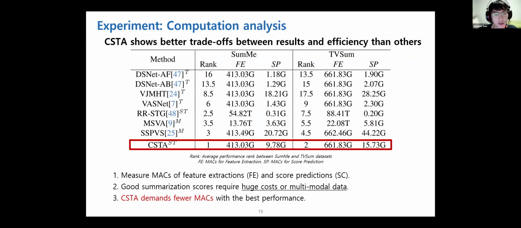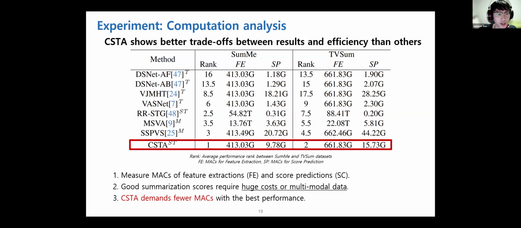To evaluate the efficiency, we compare computation cost of CSTA with previous research. We measure MAC during the feature extraction step and the score prediction step. Feature extraction step is the process of converting frames into features. The score prediction step is the process where video summarization models predict scores. We show MAC values along with the average rank from the previous slide.